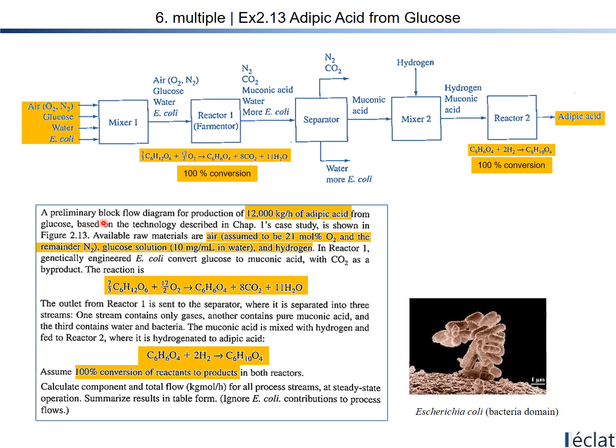A preliminary block flow diagram for production of 12,000 kilogram per hour of adipic acid from glucose, based on the technology described in chapter 1's case study, is shown in this picture. So this is the basis: air, glucose, water plus E. coli is introduced into the whole process, and then finally we can get adipic acid.